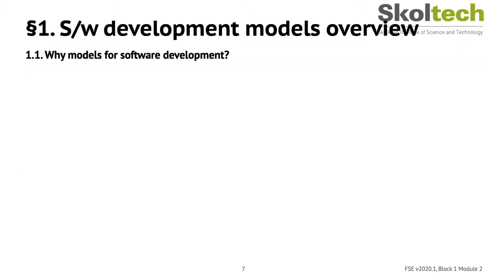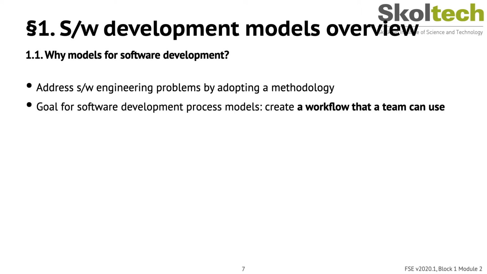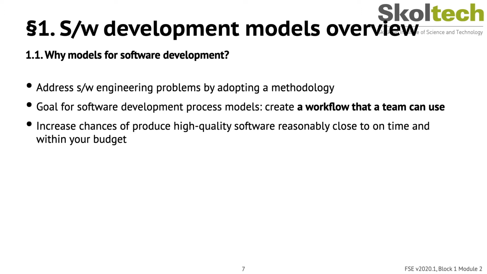So different models try to ask questions like, do we need that in our development process? For example, do we actually want to roll out one feature at a time, and so on and so forth, and they try to come up with an answer. So different approaches try to address these problems, and they propose different methodologies. Ultimately, your practical goal with a software development process model would be to create a workflow that a team can use. This would typically contribute to producing higher quality software reasonably close to on time and within your budget.